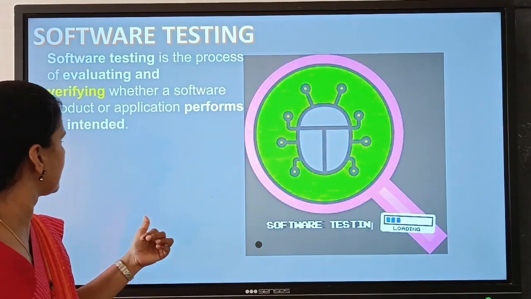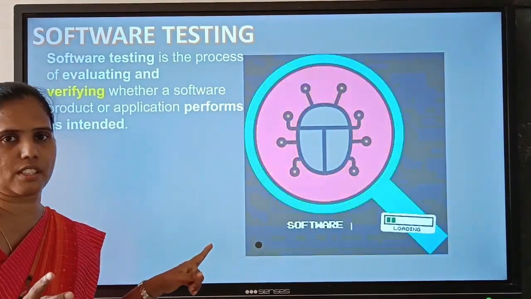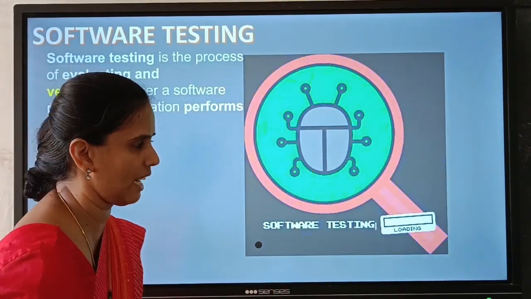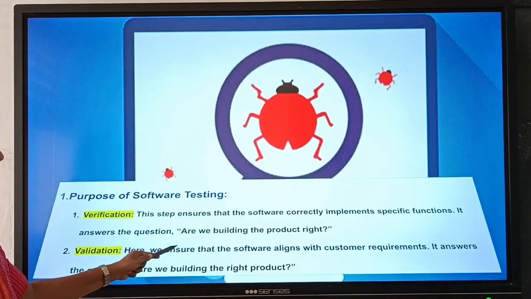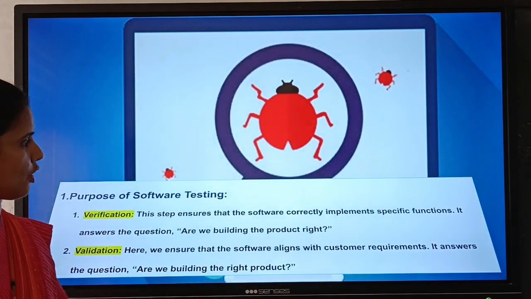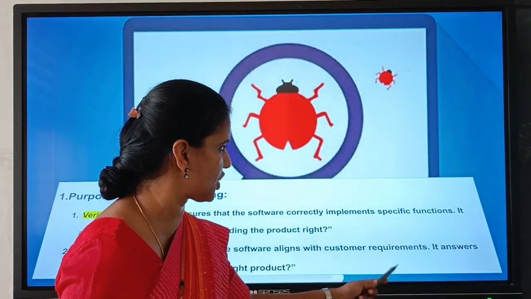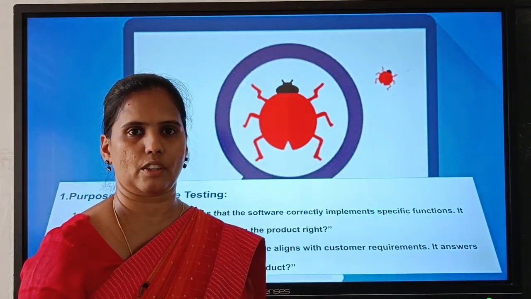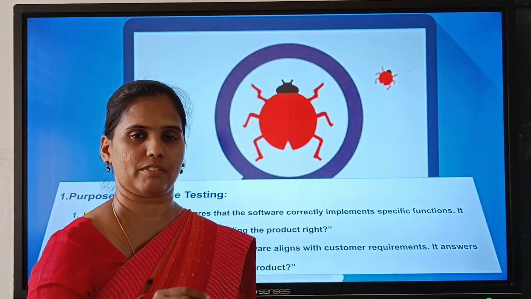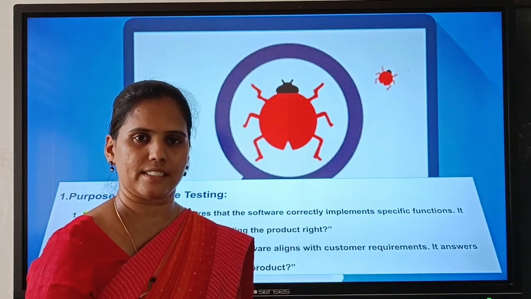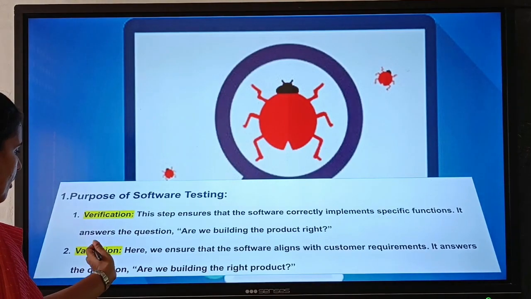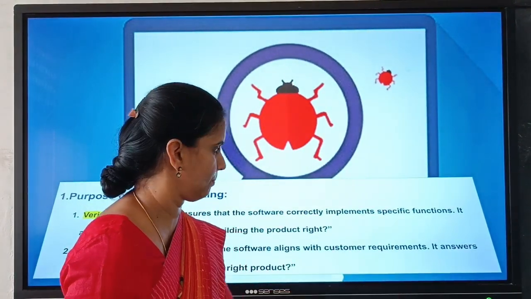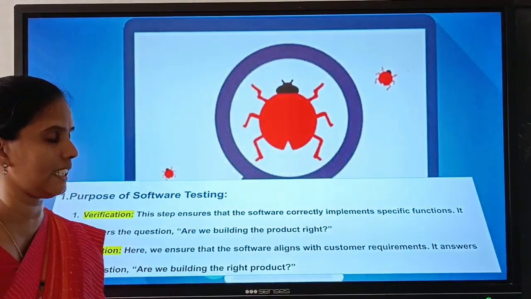In software testing, two important processes are there: one is verifying and another is validating. What is verifying and what is validating? Verifying ensures that the software correctly implements specific functions, and it answers the question, are we building the product right? A software engineer has to ask whether the product we are building is correct. Next is validating. Here we ensure that the software aligns with customer requirements. It answers the question, are we building the right product?